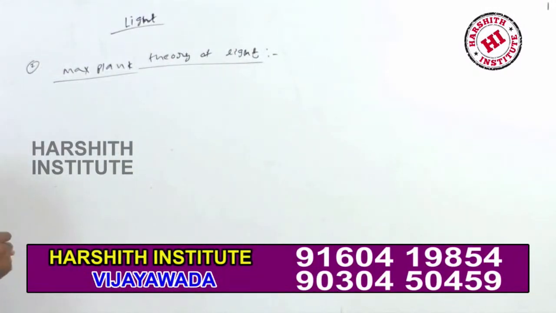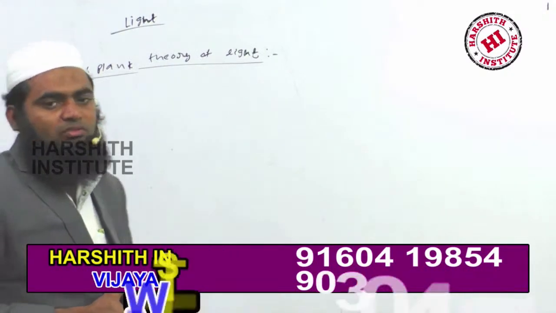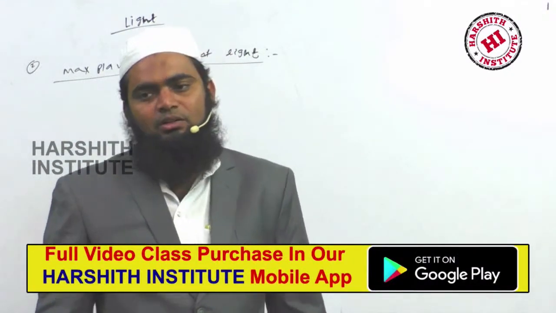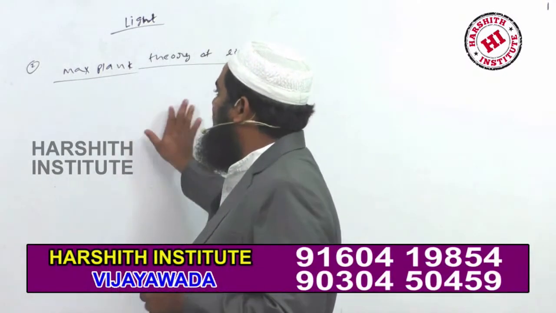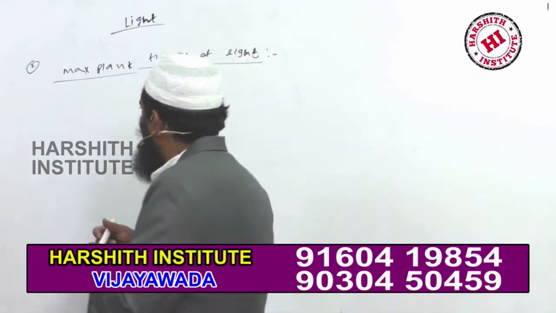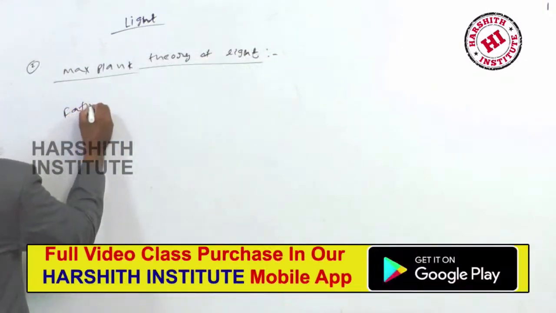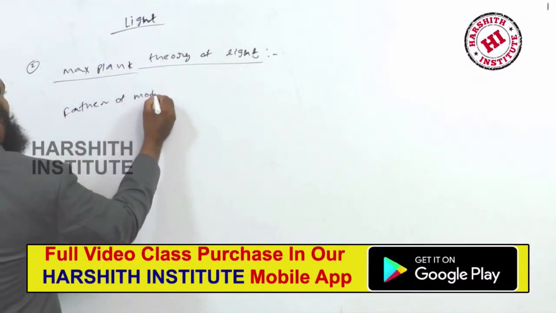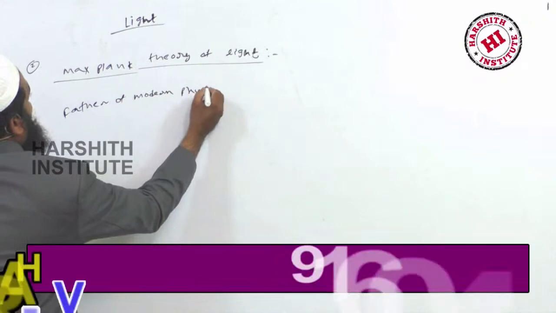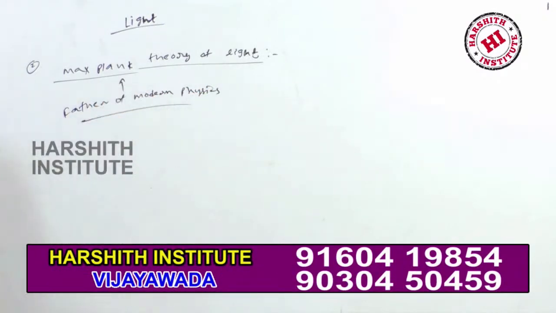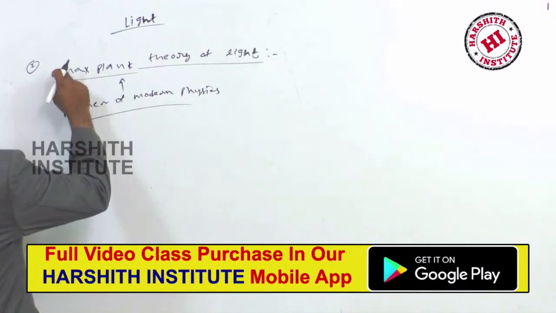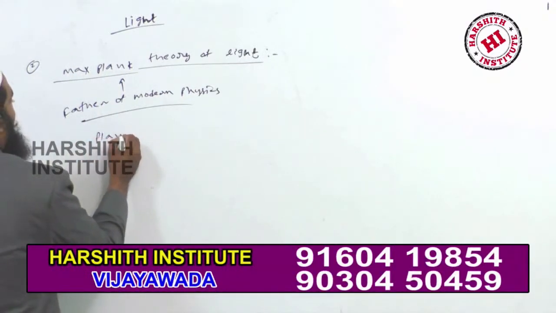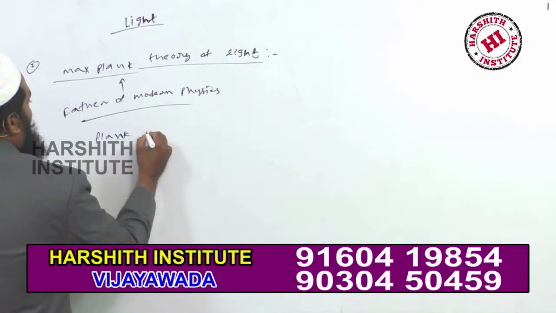According to Max Planck, he is the father of modern physics. This is one simple, important point we can remember. Max Planck is the father of modern physics. He gave a theorem that is simply called the Planck quantum theorem.